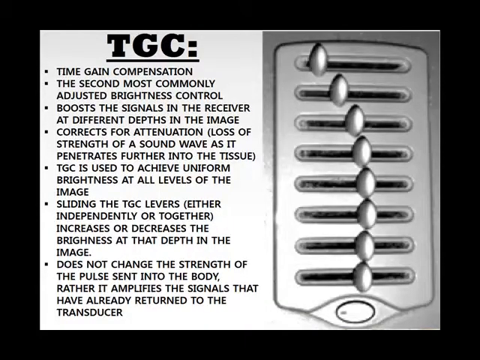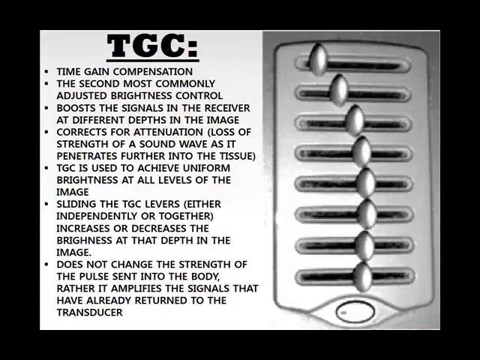TGC is your next brightness control. Time gain compensation. Similarly to gain, this does not change the strength of the pulse sent into the body. Rather, it's just boosting the signals that are already received back to the ultrasound machine as echoes. And what TGC does is it corrects for attenuation. Attenuation is when the sound beam loses strength as it penetrates into the tissue. TGC allows us to change the brightness levels at different depths in the image.